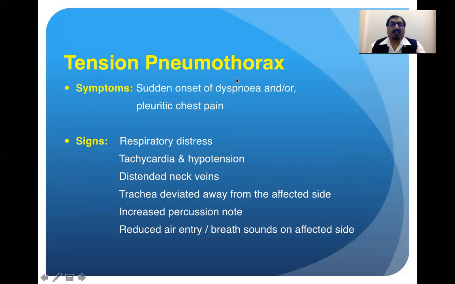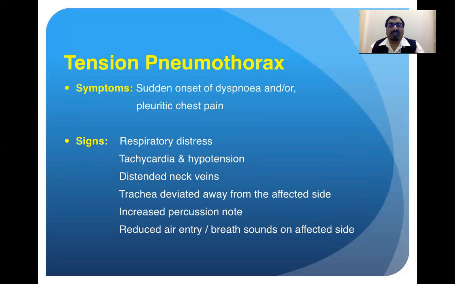Tension pneumothorax, on the other hand, is another condition which is a life-threatening situation. There may be a pain which is associated with the sudden onset of shortness of breath, the pleuritic pain, and patient may have a respiratory distress, tachycardia, tachypnea, hypotension, distended neck veins, trachea may be deviated away from the affected site. There may be an increased percussion note and decreased air entry, and breath sounds are almost absent on the affected side. This is again a life-threatening situation.